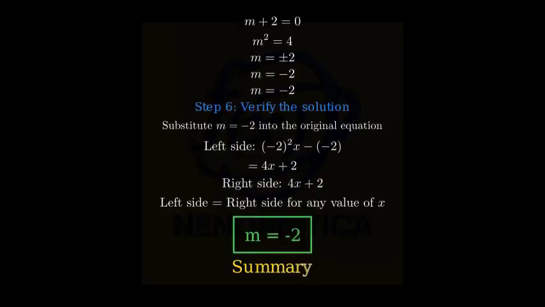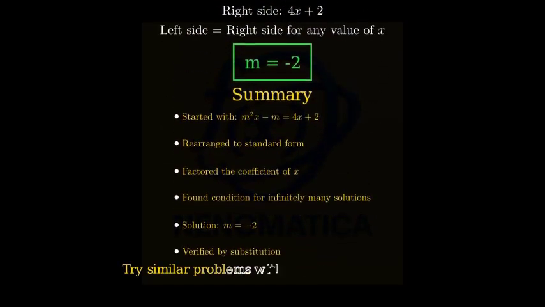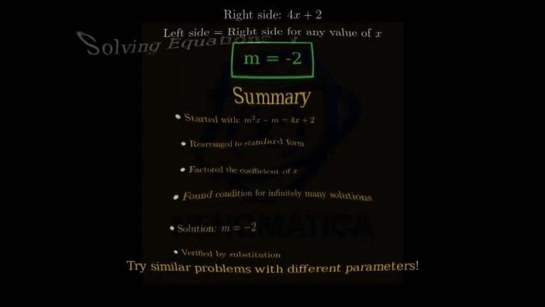Let's summarize what we've learned. We started with the equation m squared x minus m equals 4x plus 2. We rearranged it to get all terms with x on the left side. We factored out x, and then factored the coefficient m squared minus 4. We analyzed when the equation would have infinitely many solutions, which required both the coefficient of x and the constant term to be 0. We found that m equals negative 2 is the only value that makes the equation have infinitely many solutions, and we verified this by substituting back into the original equation. This example demonstrates how to work with equations containing parameters and how to determine special values of those parameters that give the equation particular properties.